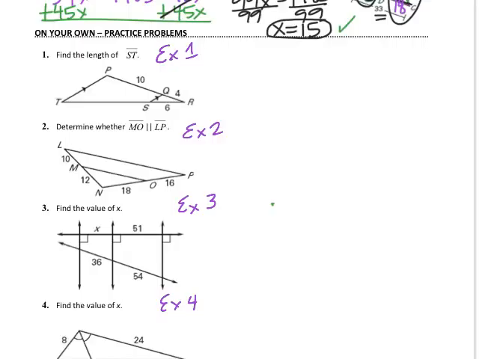I am going to give you a little answer bank. So the 3 problems do need an actual answer. And so I'm going to tell you that your answers are, okay, so these are the 3 answers that you should be looking for. Not in that order, but those are the 3 answers. For this one, number 2, it's just asking you to make a determination of whether MO is parallel to LP. Is this segment parallel to LP?